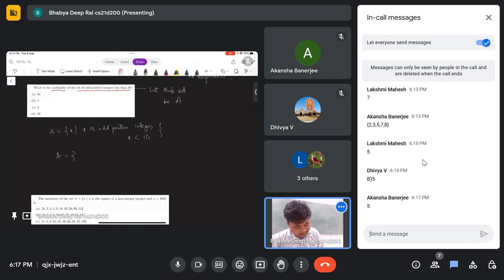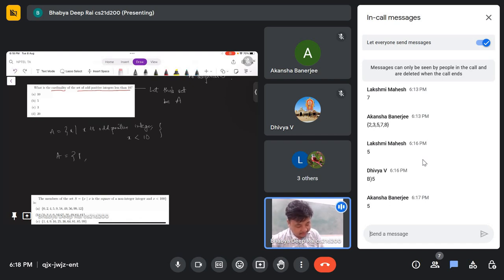Integers can be negative also, but we are talking about positive integers. So even 0 is not positive. It is non-negative, but it is still not positive. The first positive integer is 1. Is it odd? Yes. Is it less than 10? Yes, so it is a member of the set. Next, 2 is positive, but not odd. So 2 is not a member of the set.